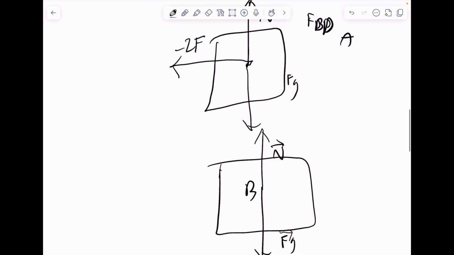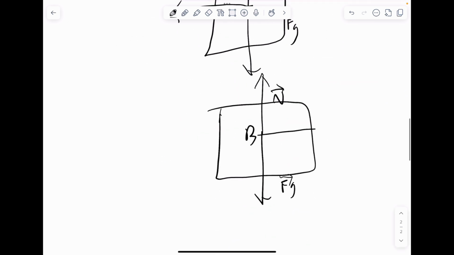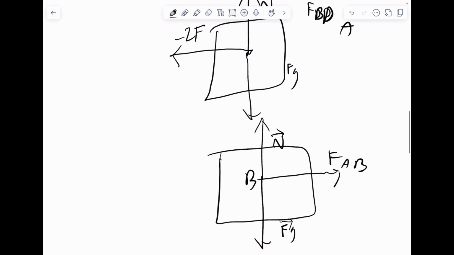The other force I would draw would be this force F like we had here, because this is what's being exerted onto the block by the other block. So one way to notate this is we can say the force of block A on block B. That's usually the notation for it.